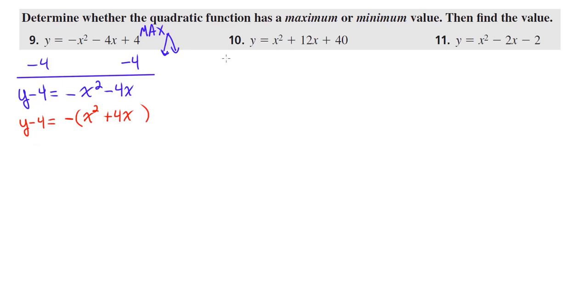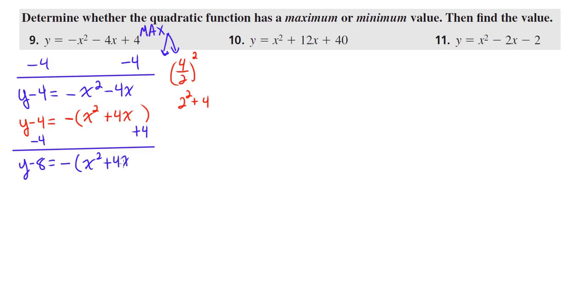So we're going to take our b value, which is 4, divide that by 2, and then square it. 4 divided by 2 is 2, and 2 squared is 4. So we're going to add 4 to this side, because we're also going to add 4 to the other side, but because of this negative here, we're actually going to add a negative 4 to this side. So this gives us y minus 8 equals negative times x squared plus 4x plus 4.